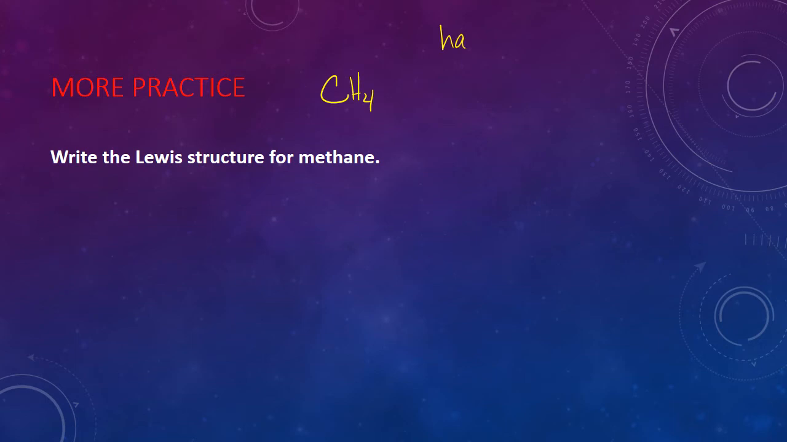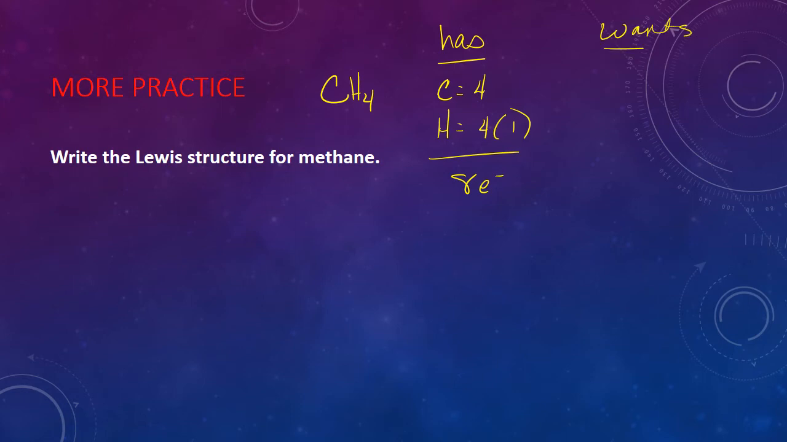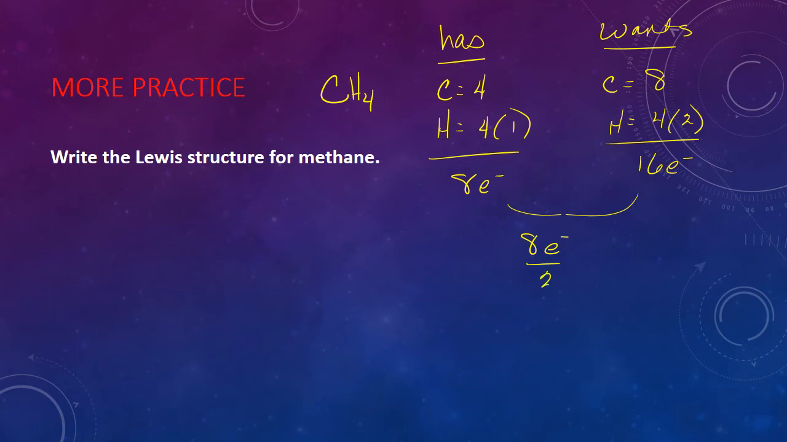Let's see, carbon has 4 electrons. Hydrogen, there's 4 of them, each has 1, so that's 8 electrons. And in terms of wants, carbon wants 8, hydrogen, there's 4 of them, each wants 2, so that's 16 electrons. When I subtract these two, I end up with 8 bonding electrons. This is how many electrons are going to be in the bonds. Each bond contains 2 electrons, so we have 4 bonds.